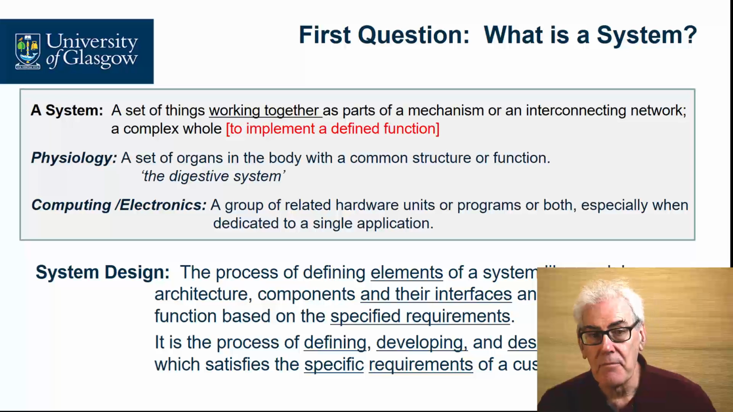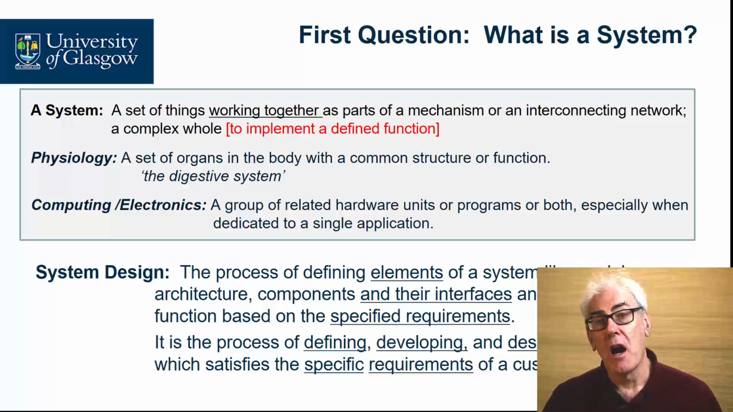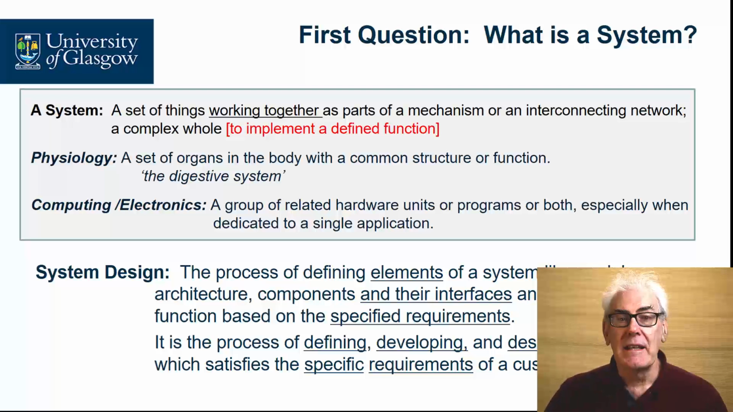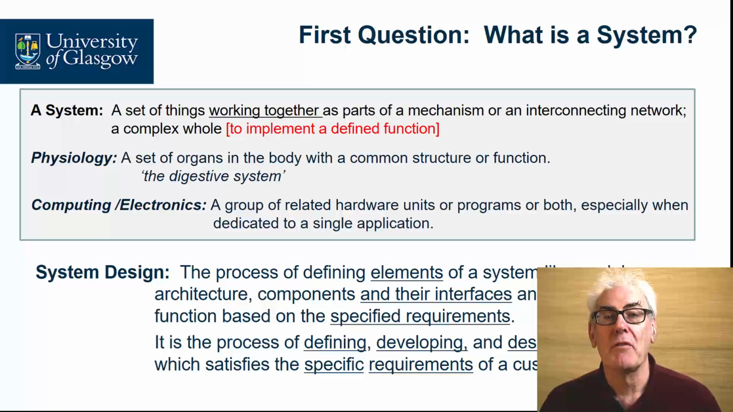System design is the process of defining elements of a system, like modules, architectures, components and their interfaces, and data to realize a function based on the specified requirements. It is the process of defining, developing and designing systems which satisfies the specific requirements of a customer. The important word there is customer or user. You need to design systems that satisfies their requirements.